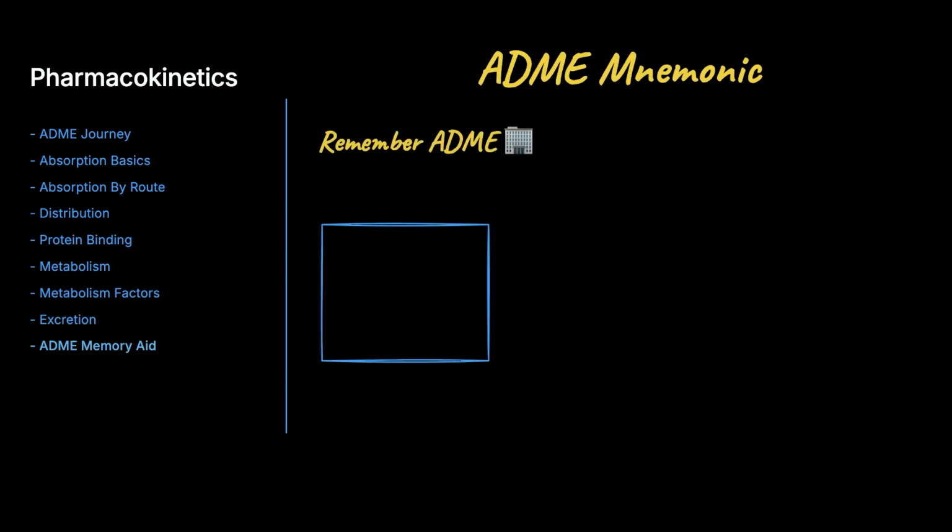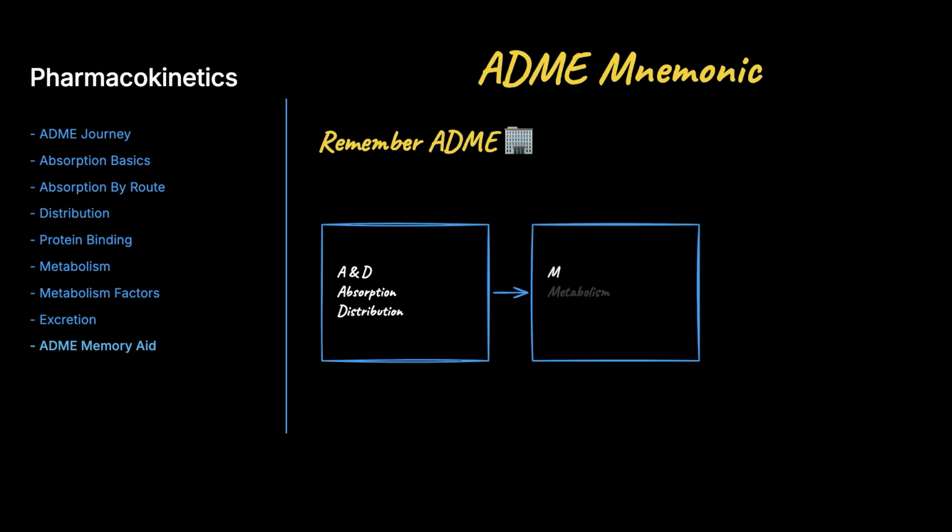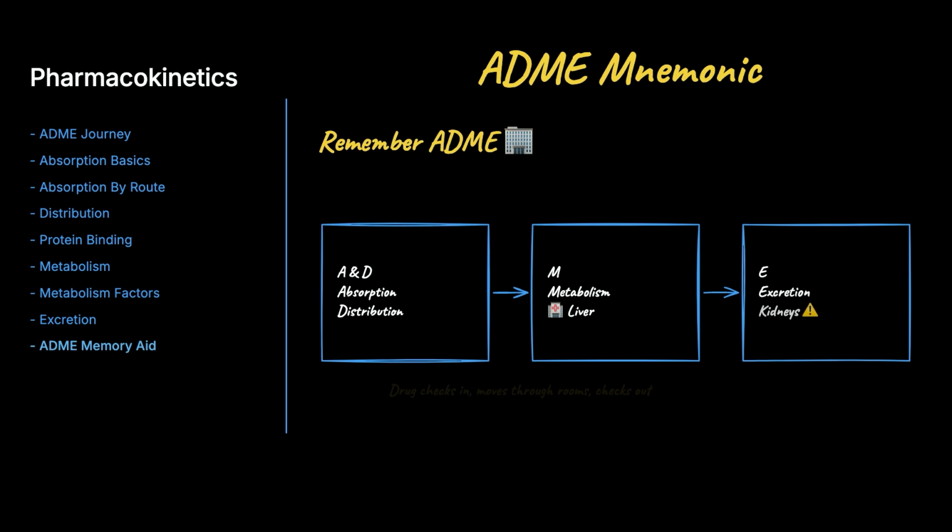So, how does this appear on your exam? Expect questions asking which organ handles metabolism, or why a client with kidney damage needs a lower dose. To keep the 4 stops in order, just remember the word ADME. Think of a drug checking into a hotel, moving through its rooms, then checking out. That image sticks under pressure.